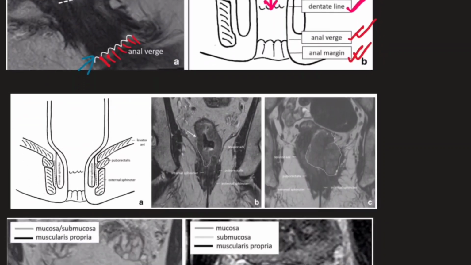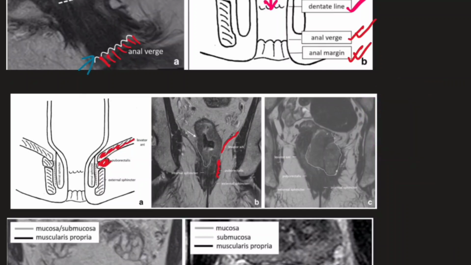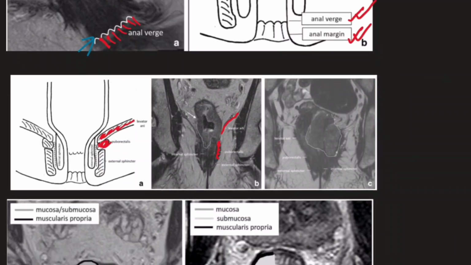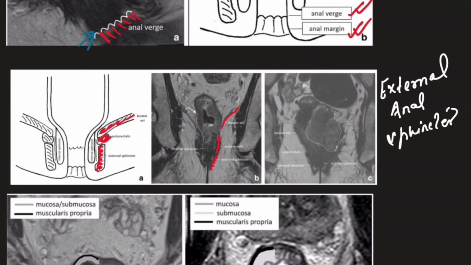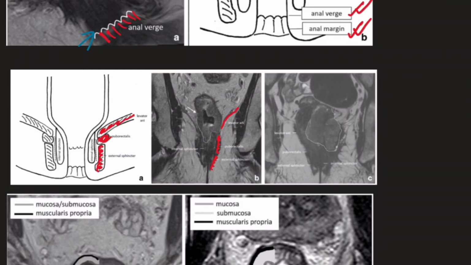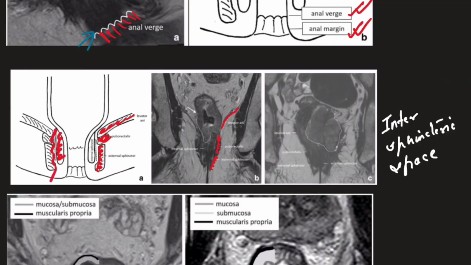The pelvic floor muscle is the levator ani muscle, which is visualized here. Its continuation below is the puborectalis sling, which marks the anorectal junction. And the puborectalis sling below continues as the external anal sphincter. Okay. The internal anal sphincter is the continuation of the circular muscle of the rectum, and what lies in between the two is the intersphincteric space. Okay.